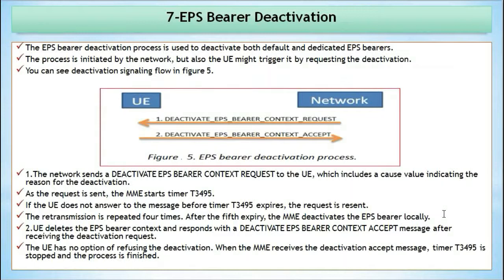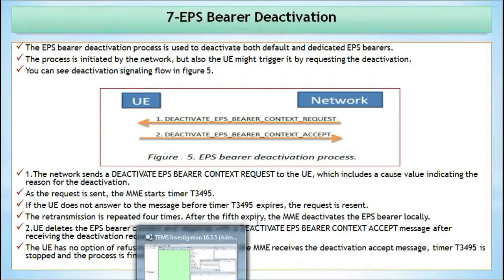Second point, the UE deletes the EPS bearer context and responds with a deactivate EPS bearer context accept message after receiving the deactivation request. The UE has no option of refusing the deactivation. When the MME receives the deactivation accept message, timer T3495 is stopped. The process is finished.